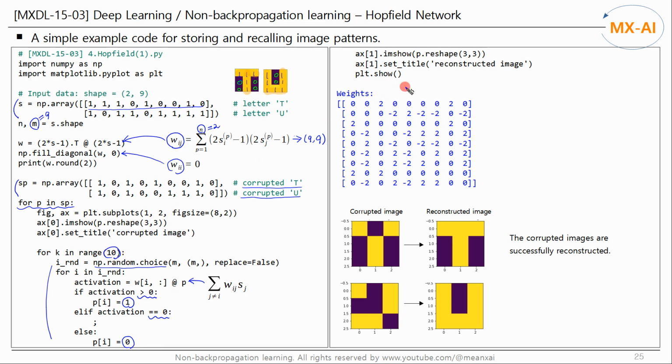Let's check the results. The weight matrix is as follows. The corrupted patterns were successfully reconstructed into their original patterns as follows. A Hopfield network can store up to about 0.15 M memories. In this case, since M is 9, only up to 2 patterns can be stored. If you input 3 patterns into this network, the reconstruction will fail. We will return to this issue later.